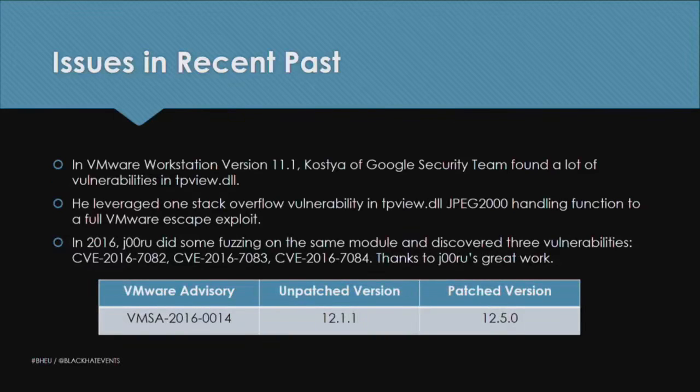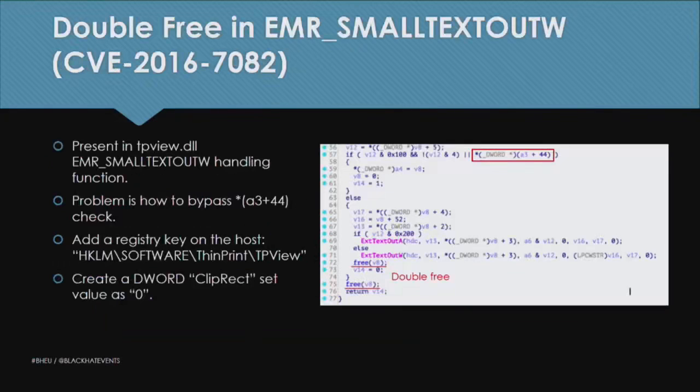Last year, Matus Yuchek fuzzed the same module based on Kostya's code and discovered 3 CVEs: CVE-2016-7082, 7083, and 7084. Here, we would like to thank Matus Yuchek for his great work. VMware also released an advisory, VMSA-2016-0014, for these 3 CVEs, so they should already be patched in VMware Workstation version 12.5.0.